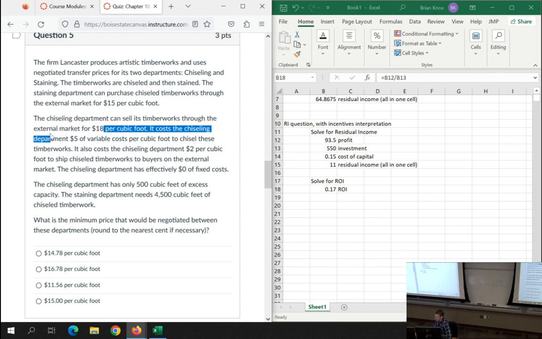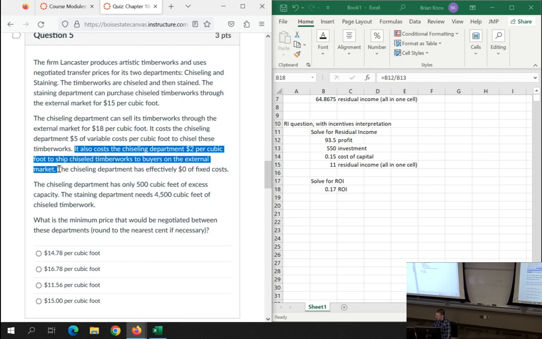Because the external market price for the selling department helps determine its contribution margin per sale in the external market, and how much it's losing by pushing external market players out to fill the internal needs here. All right, it costs the chiseling department $5 of variable cost per cubic foot to chisel these timber works. That's our variable manufacturing cost right there, $5. It also costs the chiseling department $2 per cubic foot to ship chiseled timber works to buyers on the external market. So those are our variable costs on external sales, $2 per cubic foot.